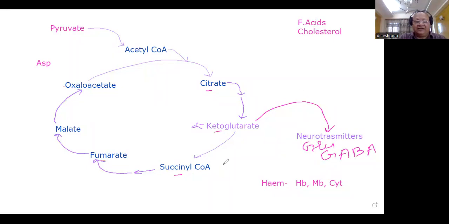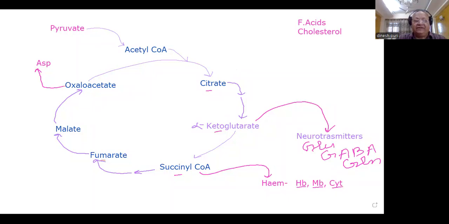Likewise, succinyl coenzyme A is the starting point for synthesis of heme, which is the prosthetic group of a number of important proteins like hemoglobin, myoglobin, cytochromes, catalase, tryptophan pyrrolase, etc. And then some intermediates of TCA cycle can form certain non-essential amino acids. For example, oxaloacetate forms aspartate. Alpha-ketoglutarate forms not only glutamate, but also glutamine.